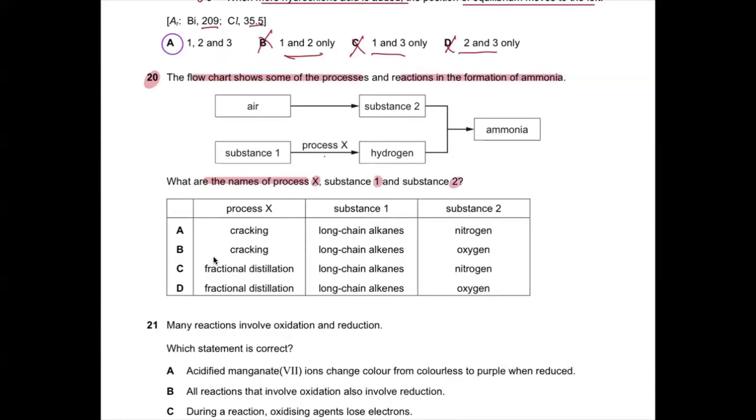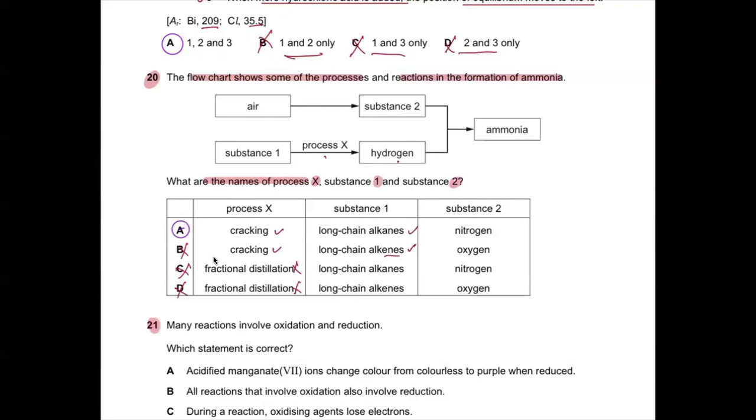Process X would be the cracking, because hydrogen can be obtained from cracking of hydrocarbons. So C and D go wrong. I hope it's clear. So it's memory based. Substance 1 would be the long chain alkanes, not alkenes. So B goes wrong. So we are only left with option A. So option A is correct.